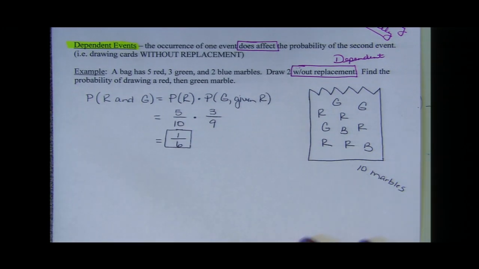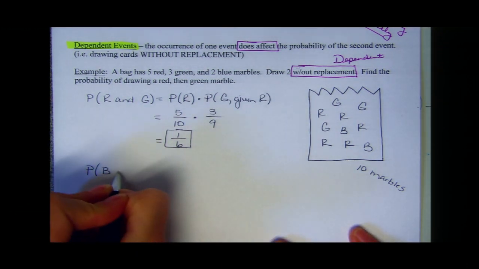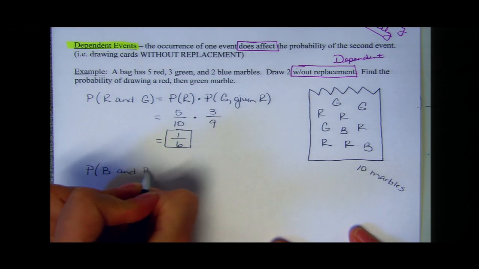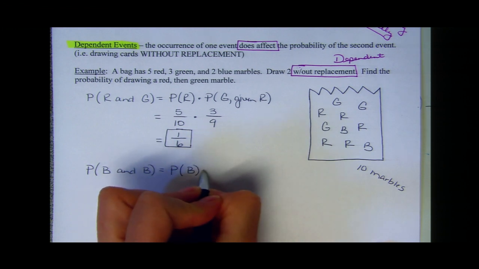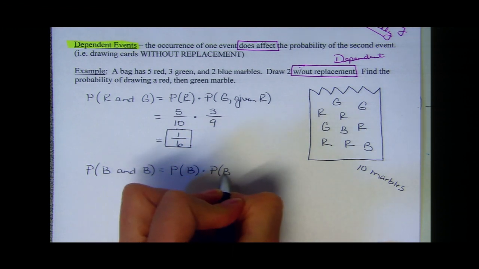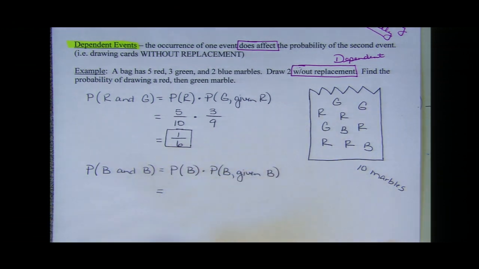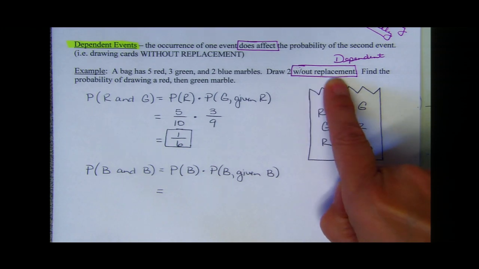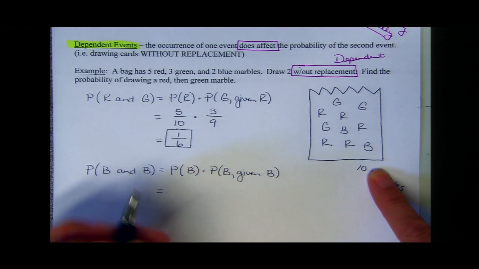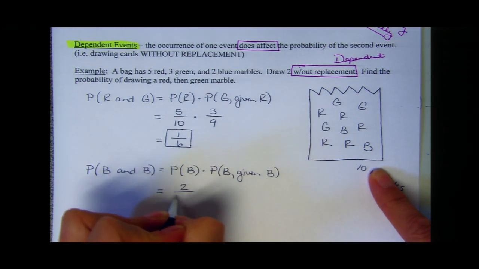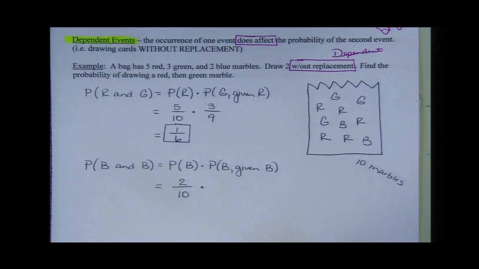Now, what if I changed this and I said, what is the probability of drawing a blue marble on the first draw and a blue marble on the second? So in the formula, it would be the probability of blue times the probability of blue given blue. And again, I'm still doing without replacement. So when I reach into this bag, the probability I get a blue one is 2 out of 10. But now I want you to assume that you're holding a blue marble in your hand.